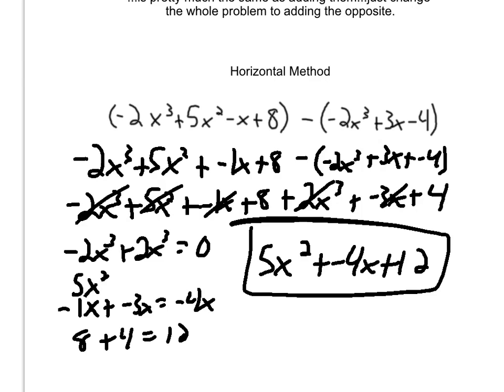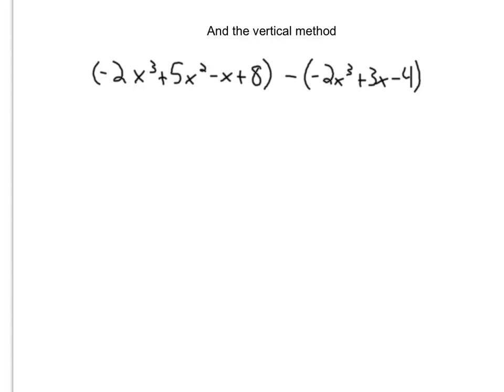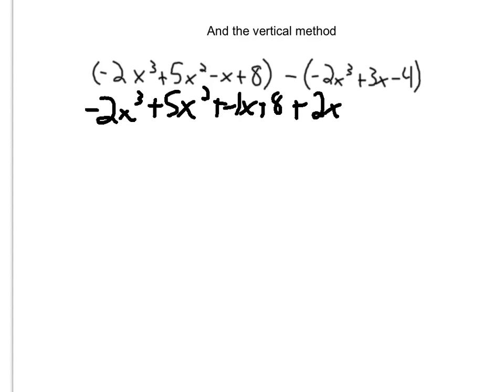Okay? Now let's look at how to do the subtracting with the vertical method as well. Okay, so for the vertical method, again, we're going to first change this to adding the opposite. So it's negative 2x cubed plus 5x squared plus negative 1x plus 8. And this is plus the opposite of negative 2x cubed, which is 2x cubed. Okay, and then we've got plus the opposite of 3x, which is negative 3x, plus the opposite of negative 4, which is positive 4.